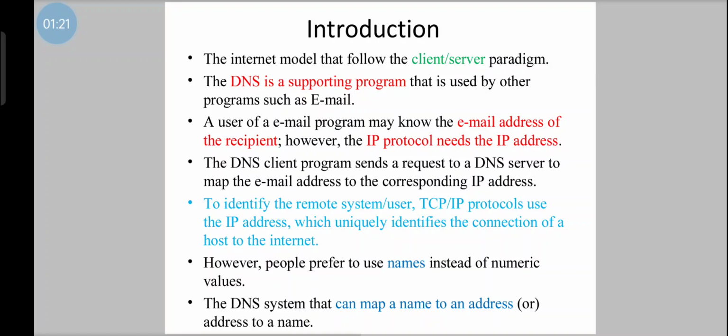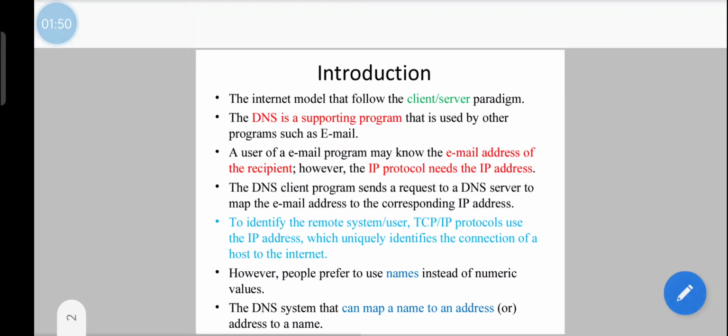It is a supporting program that is used by programs such as email. A user email program may know the email address of the recipient. However, the IP protocol needs an IP address. So to identify the remote system, the TCP/IP protocols uniquely identify the connection of the host on the internet. However, people prefer to use names instead of numeric values. So DNS is a system that can map a name to an address or an address to a name.